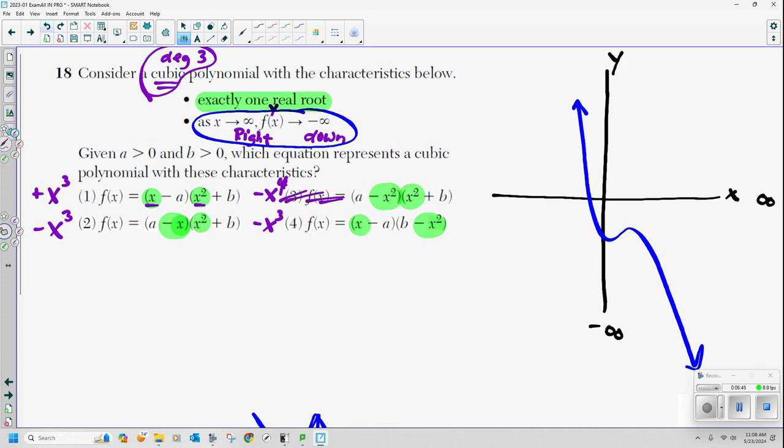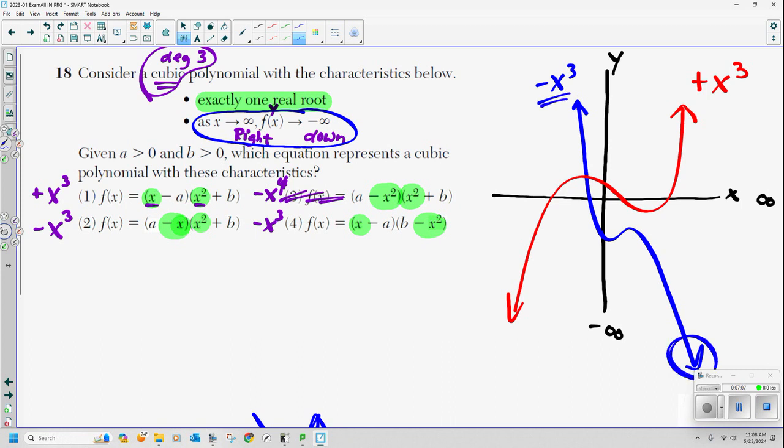Right? So this is where the arrowheads come into play. For anything that is positive x cubed, it would look like this, down to the left and up and to the right. If it's a negative x cubed, it would look like how we drew it here. So I know it's got to be negative. If it's going down and to the left, it's got to be negative x cubed, because if it's positive x cubed, it would be going up and to the right. So I know it can't be number 1. It can't be positive x cubed.